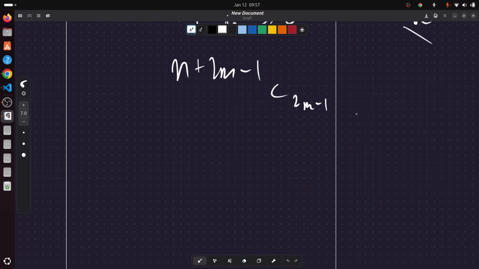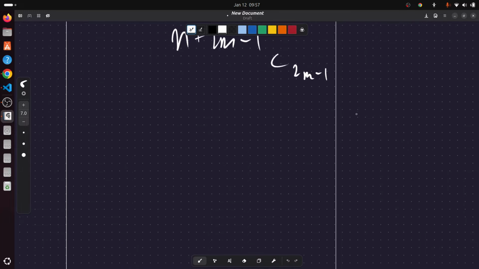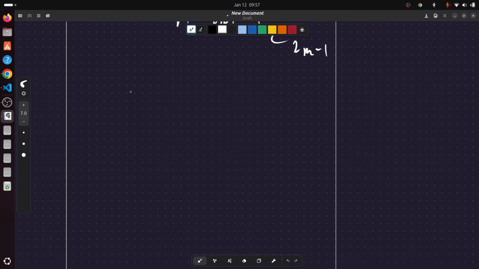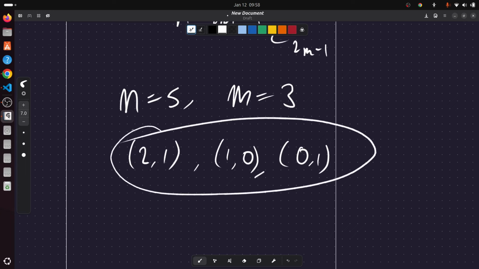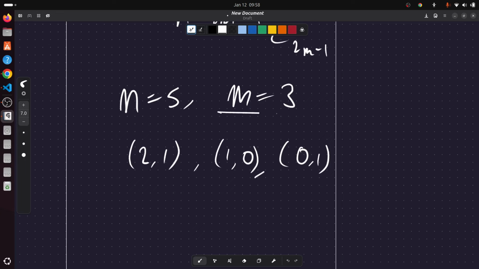There is one more observation here that I can tell you using an example. Let's say I have n equals 5 and m equals 3. Just consider one way of breaking this. I have 5 balls, right? So let's say one way of breaking this is, in the first box I have 2 and 1, in the second box I have 1 and 0, and in the third box I have 0 and 1. So in total I have 3 boxes and 5 balls: 2 plus 1, 3 plus 1, 4 plus 1, 5. So this is one way of breaking these 5 balls into 3 boxes, right?